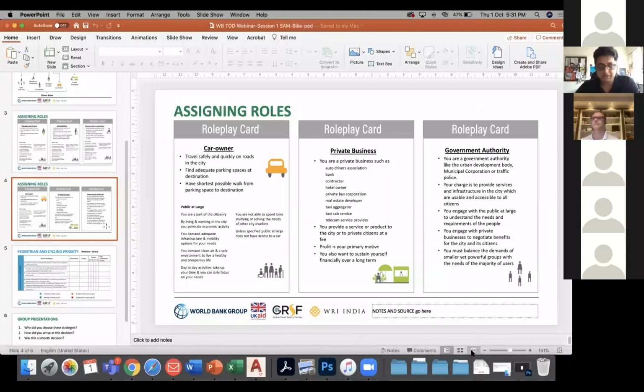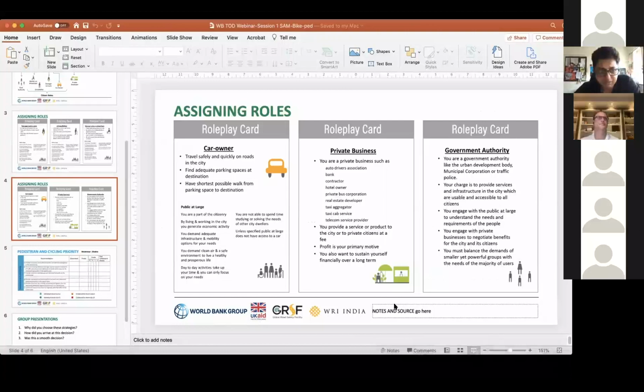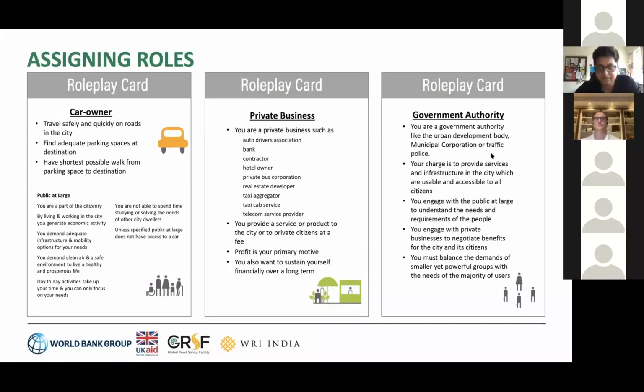Okay, so the next set of roles are car owner, then there's private business, and then we have the government authority. So we could just quickly run through these.